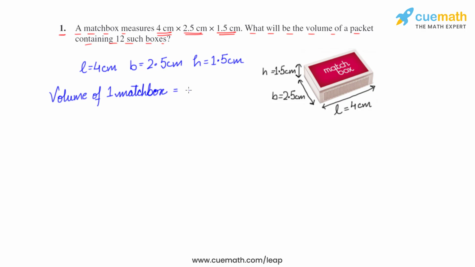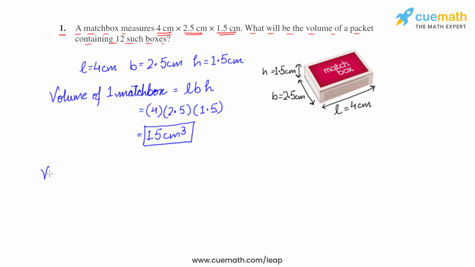It will be volume of a cuboid is L into B into H. So substitute the values 4 into 2.5 into 1.5. When we multiply this, we will get the answer 15 cubic centimeters. So this is the volume of one matchbox.